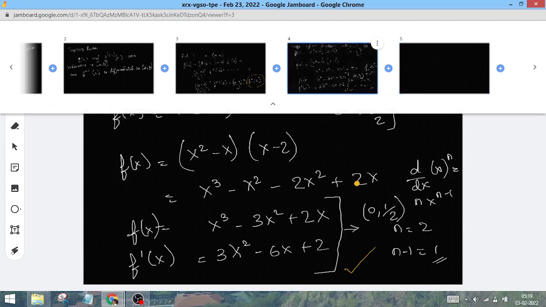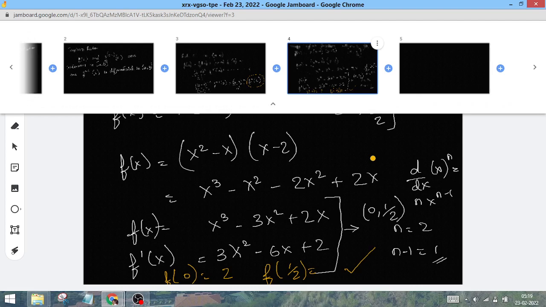As we had got in the previous slide, f dash of x is 3x square minus 6x plus 2. So let us now substitute the values of the range. So f of 0, if you are putting, we are getting 2. For f of 1 by 2, we are getting a particular value. Let's calculate the values.